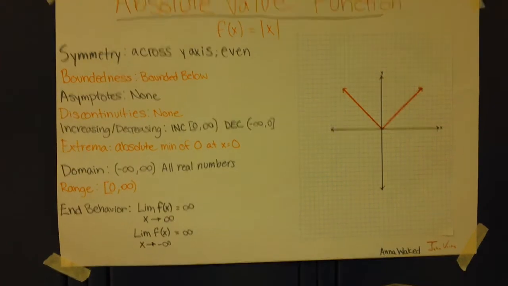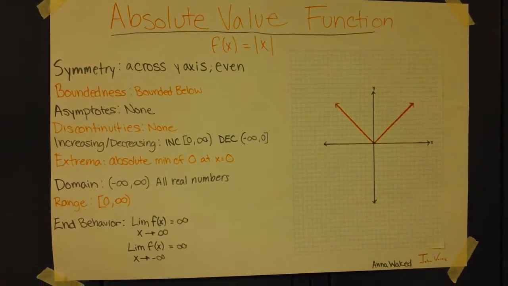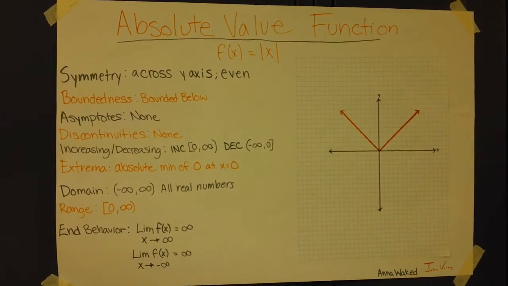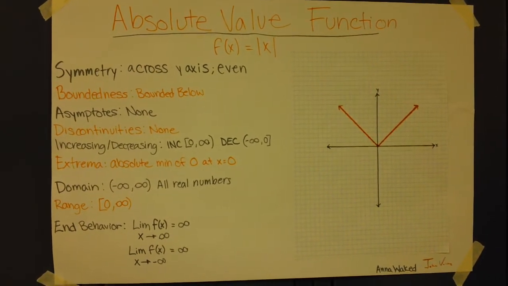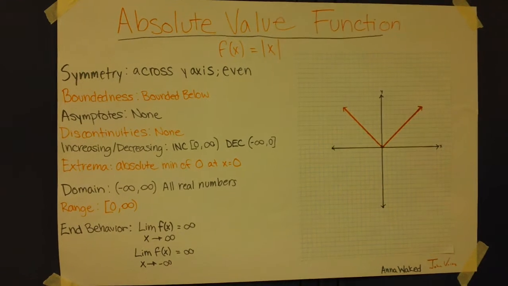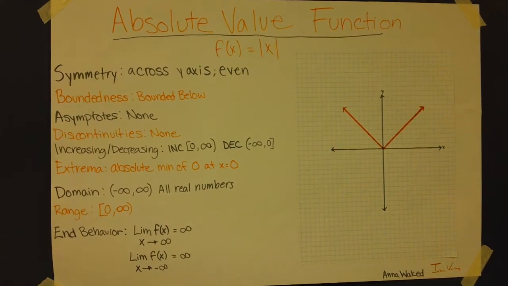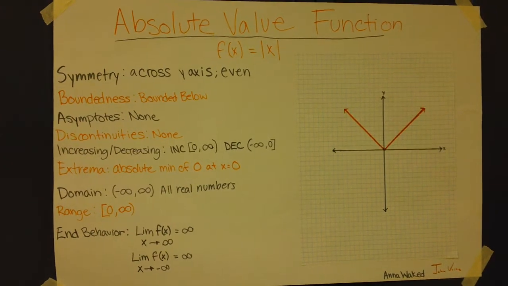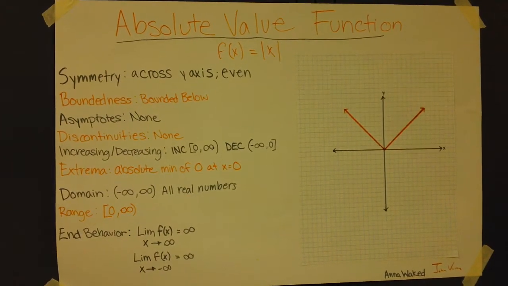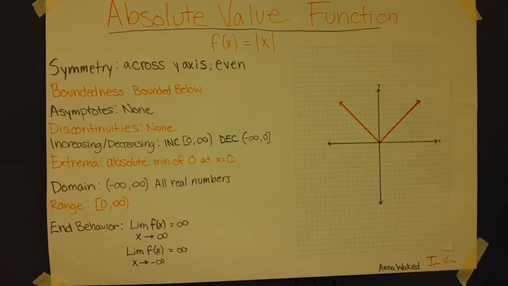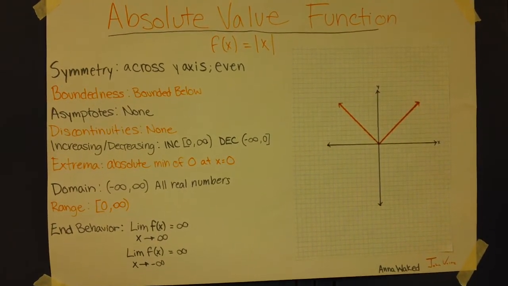The domain is -infinity to infinity, which is all real numbers. The range is 0 to infinity, including 0. And the end behavior, the limit of f of x when x is approaching infinity, so y keeps getting larger. And the limit of f of x when x is approaching negative infinity, the y also gets larger.